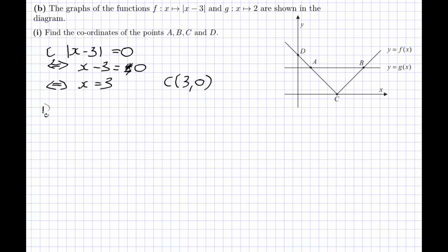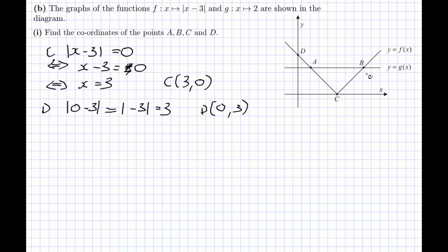Now, let's look at point D. This is the y-axis, so I know that x is 0. So I take a look at the modulus of 0 minus 3. So that is the modulus of minus 3, which is 3. So that means D is at 0, 3. And that looks about right, because we know that C is 3 away on the x-axis from the origin, and it looks like D is about the same distance away from the origin in the y direction. So it should be around 3.